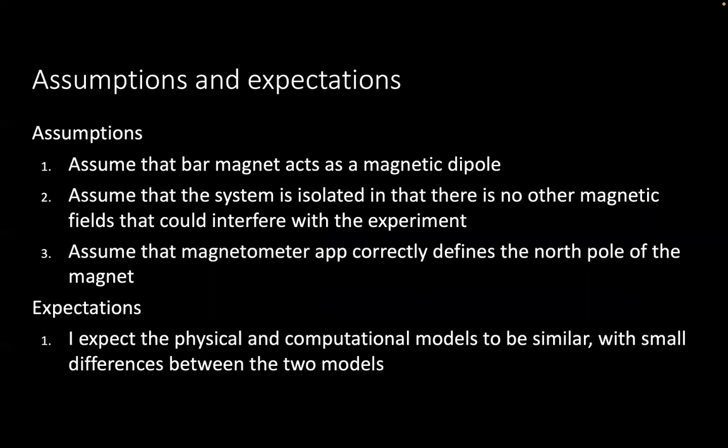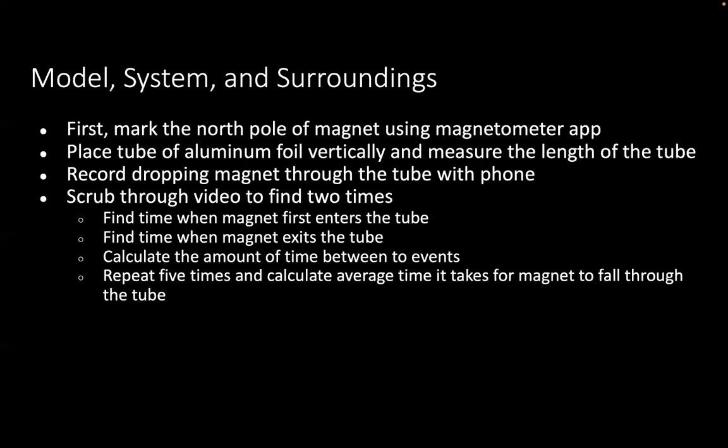There are a few assumptions that we made for this lab. The first assumption was that the bar magnet acts as a magnetic dipole. We also assume that the system is isolated and that there are no other magnetic fields that could interfere with the experiment. And we assume that the magnetometer app correctly defines the north pole of the magnet. My expectation for this lab was that the physical and computational models would be similar, with small differences between the two.